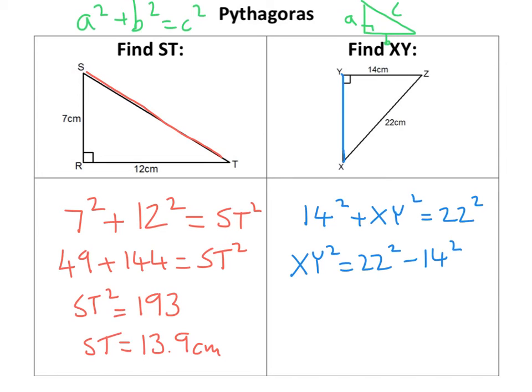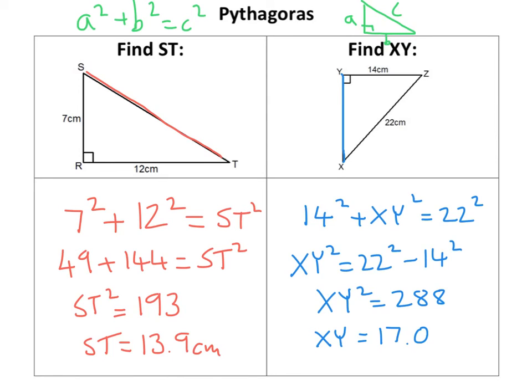Now I'm going to rearrange that obviously, so we get xy squared equals 22 squared, take away or subtract 14 squared. Again, I'm then going to use my calculator, so 22 squared take away 14 squared is 288, so xy squared equals 288, and once again I need to square root because I don't want xy squared, I want xy, and I should get 17.0 actually to one decimal place, because it's 16.970.